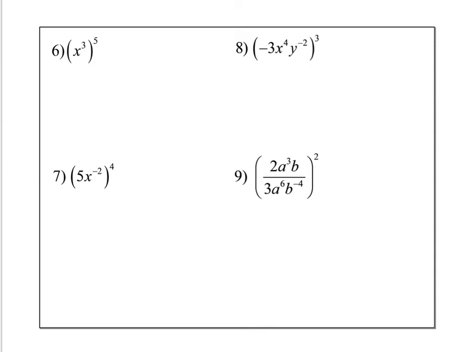All right, so this is the next part. We're going to start dealing with the powers. So if you have a power to a power, this is where you're supposed to multiply when they're right next to each other. So this is going to become x to the 15th power.